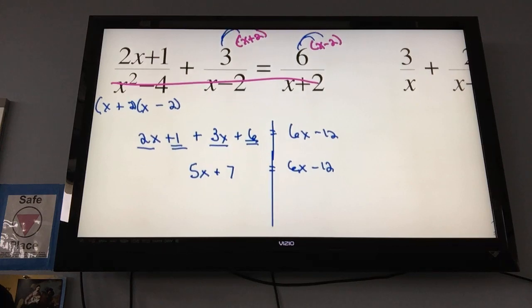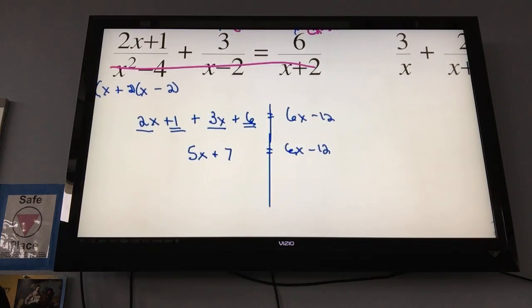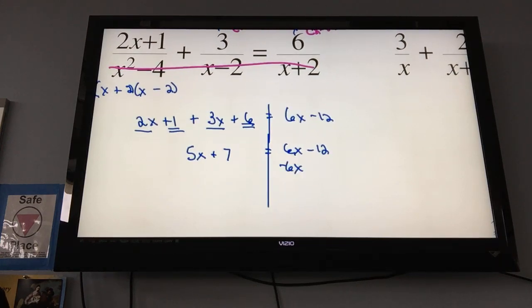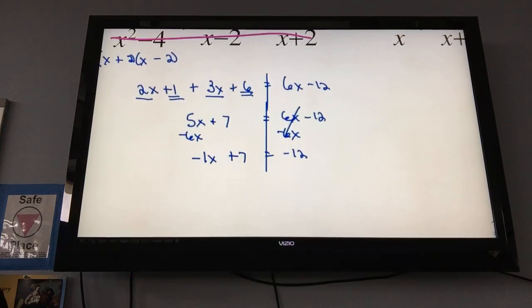Again, I like x on the left, so I'm going to subtract 6x. So 5 minus 6, negative 1x, plus 7 equals, those cancel, negative 12. Subtract 7 from both sides, negative 1x equals negative 19. And divide by negative 1, and x is positive 19.